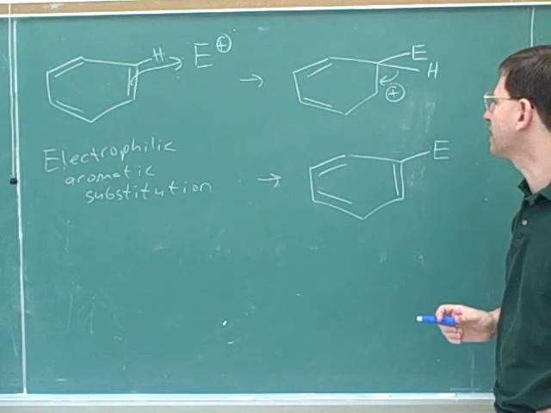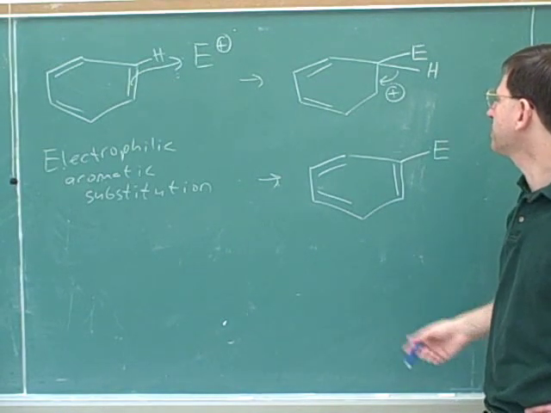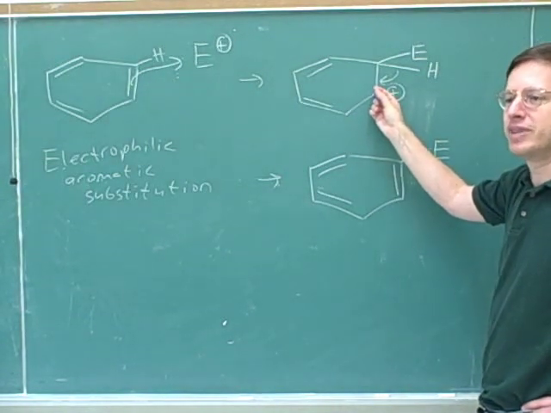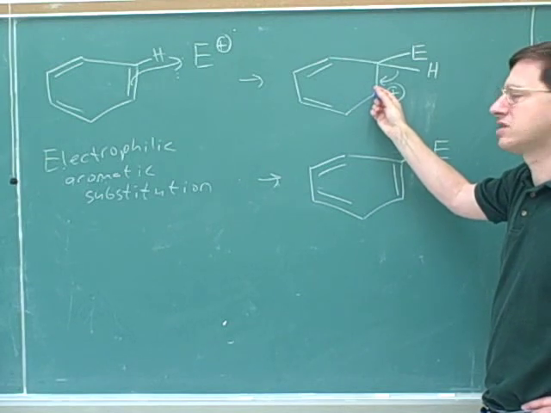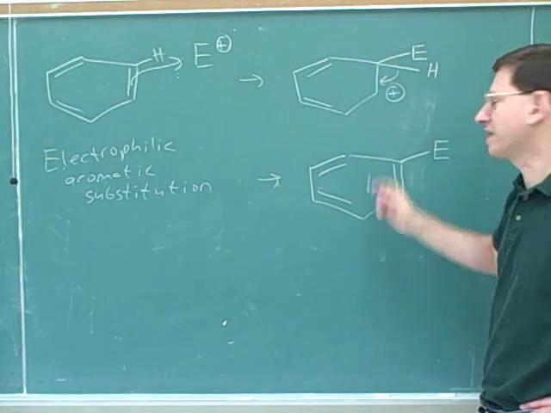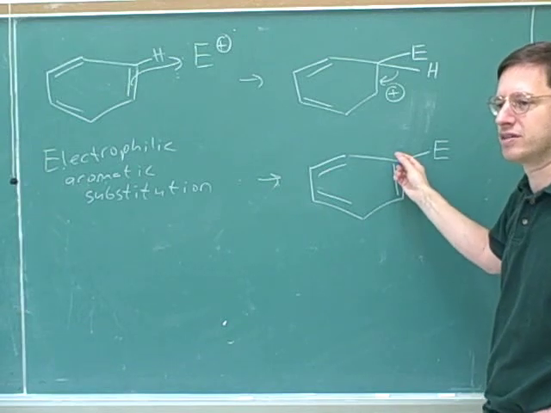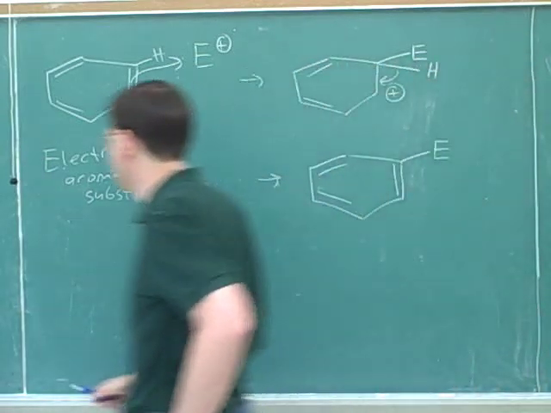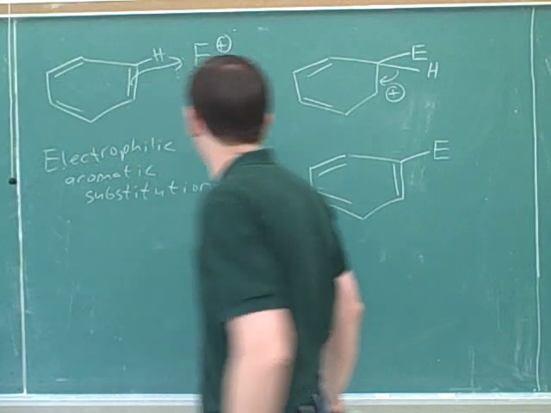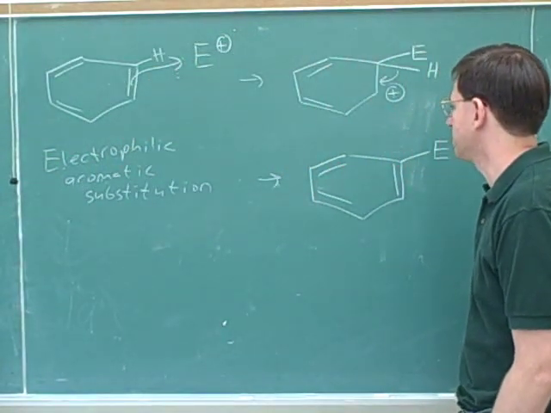Let me point out another mistake that people oftentimes make. Sometimes people think that we're going to lose this hydrogen. But this is not the hydrogen we need to lose. We need to lose the hydrogen where the electrophile is, so we can get back to having only one substituent over here. So that's a mistake people commonly make in this mechanism. That's our electrophilic aromatic substitution reaction.